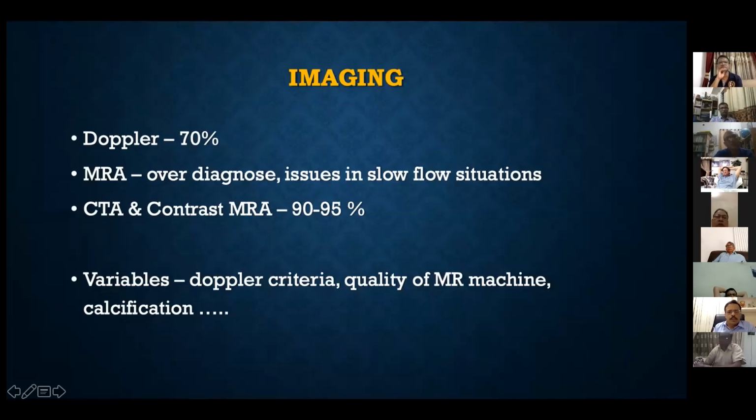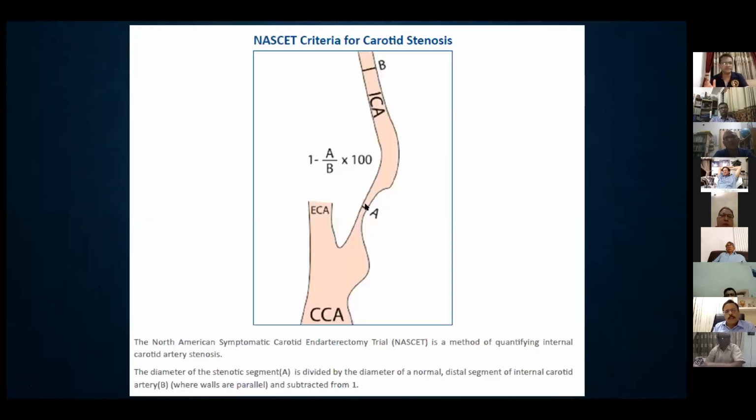Now, this is very important. How do we measure stenosis? We never measure stenosis by the lumen versus the diameter at that level, but we measure from the residual luminal diameter versus the distal ICA. This is the NASCET criteria, and that's the way to measure the degree of stenosis. Very commonly, people on Doppler measure the cross-section and report it as 80%, while when you measure by NASCET criteria, it will be much less. So this is something every radiologist should be aware of.